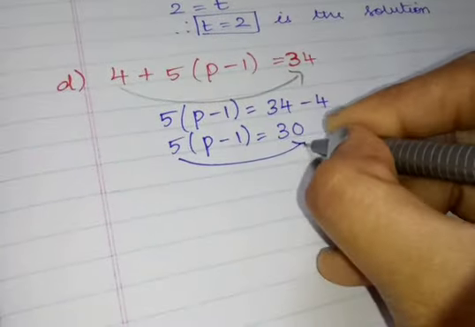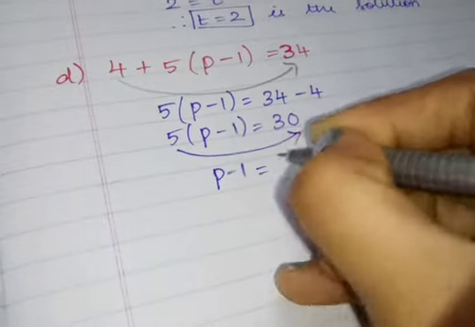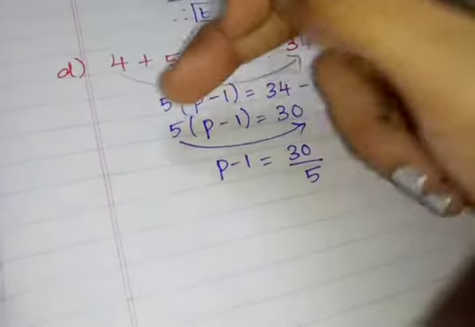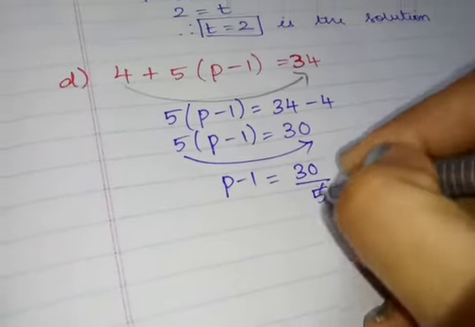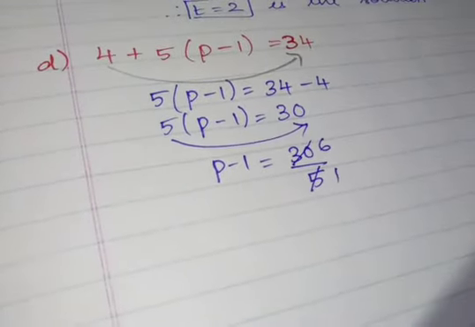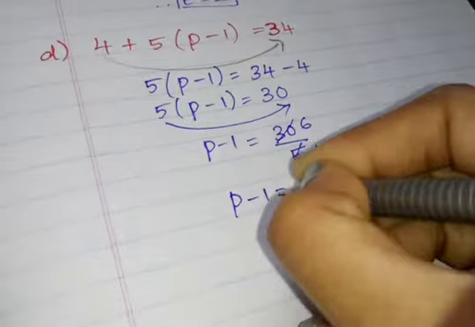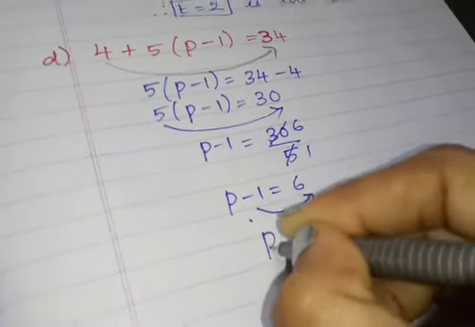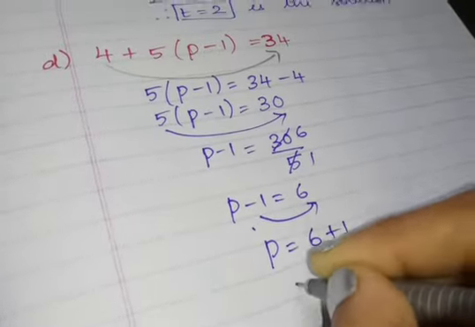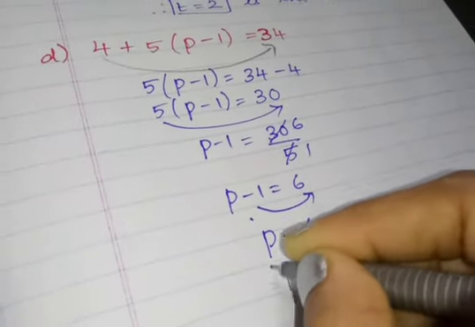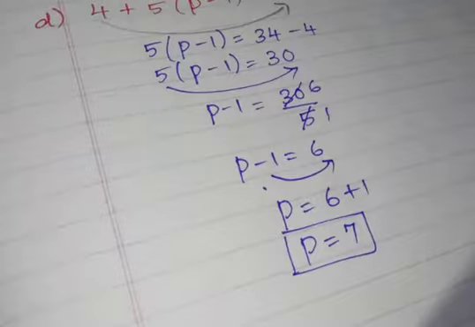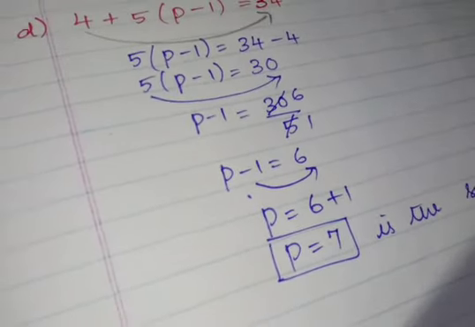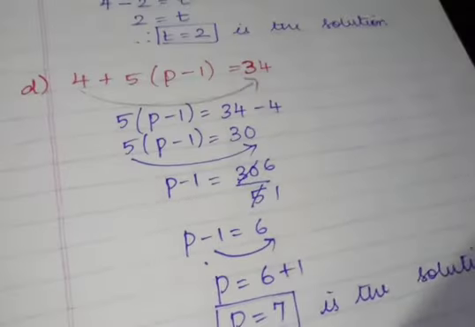Next I am bringing this 5 to the next side. p minus 1 is equal to 30 divided by 5, because 5 is multiplied, so it becomes division. 5 ones are 5, 6 fives are 30. p minus 1 is equal to 6. Then minus 1 to the next side. p is equal to 6 plus 1, 7. p is equal to 7 is the solution of the given equation. Understood? It is very easy.